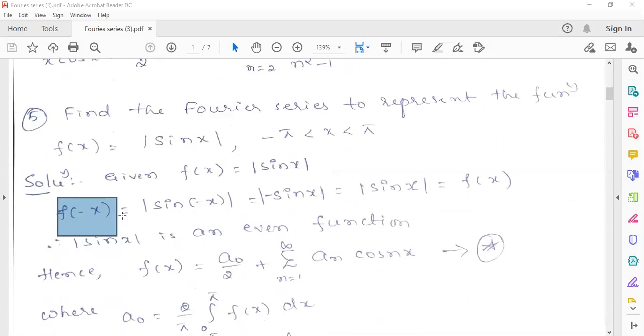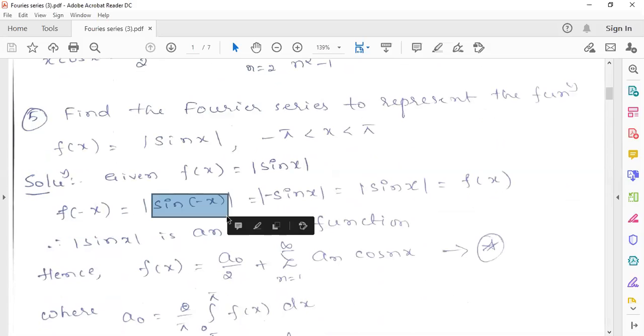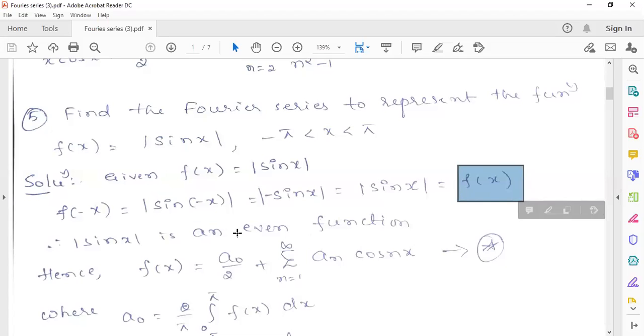So now you have to replace x by minus x. If you replace x by minus x, we get modulus of sine of minus x. Wherever x is there, you have to replace it by minus x. Sine of minus theta is minus sine theta. That means it becomes modulus of minus sine x. Modulus of any negative number will be positive only, so that is modulus of sine x, which is nothing but f of x. That is equal to the given function f of x, so we can conclude that the given function is an even function.